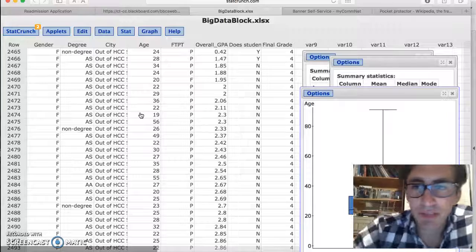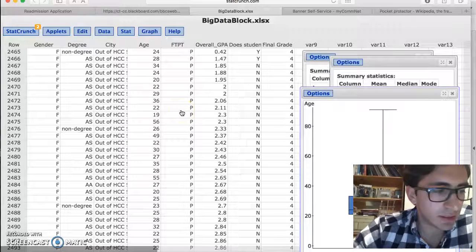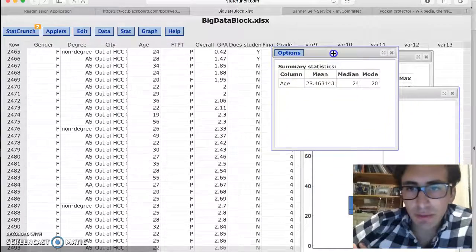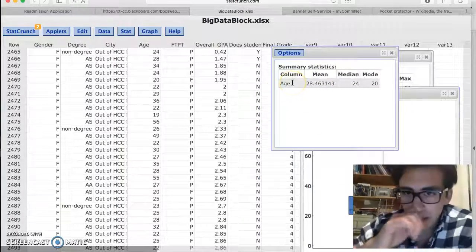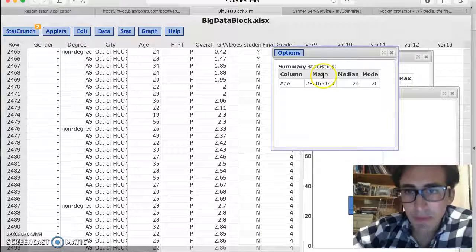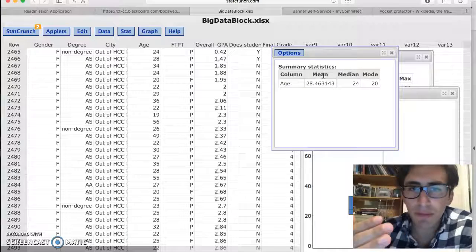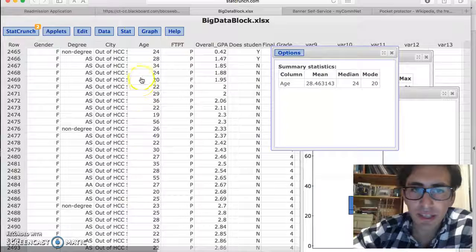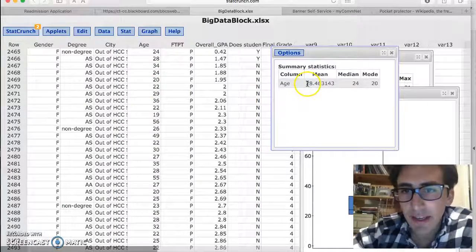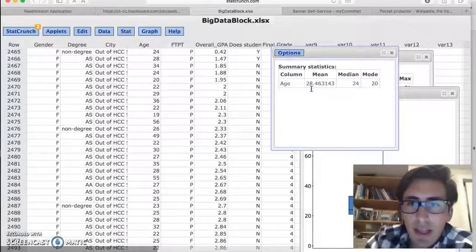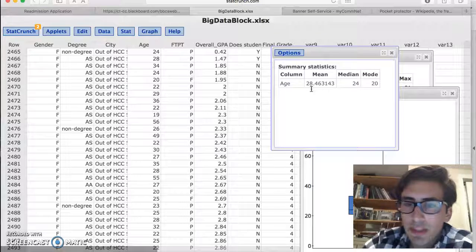So now let's talk about the measures of central tendency. For central tendency, working with the column age, the mean is the average of all the numbers, meaning you count all the numbers and then divide by the amount of numbers. And for this set, the mean age was 28.46. So that means that the average person was 28.46 years of age.